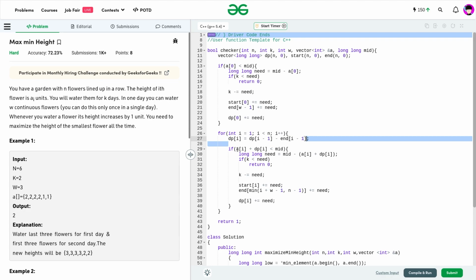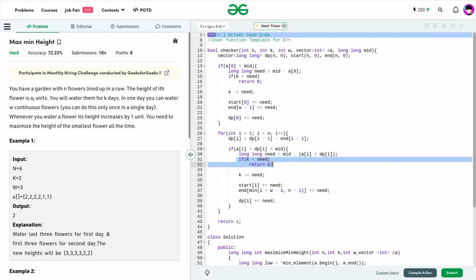Now if a of I plus dp of I is less than mid, that means I have to include some additional value to my answer, and that additional value would be equal to start of I. So now I need to calculate the value of start of I, so that when I add it to dp of I, it becomes greater than or equal to mid. So a of I is the initial value, dp of I is a change I'm trying to make to the height of the plant. Now I calculate the value that I need to increase, that will be equal to mid minus a of I plus dp of I.